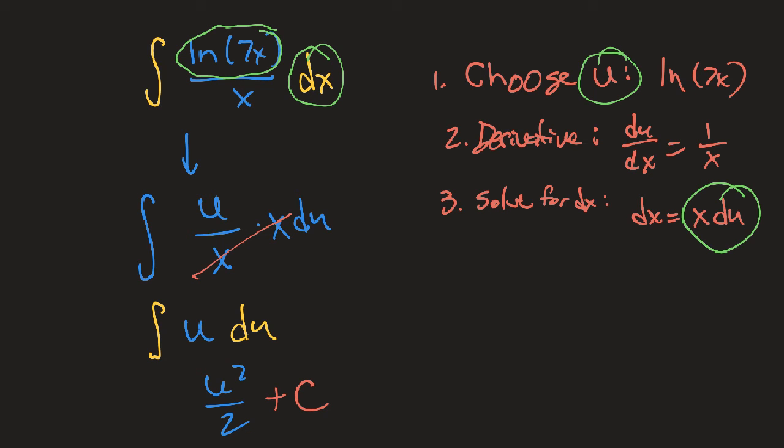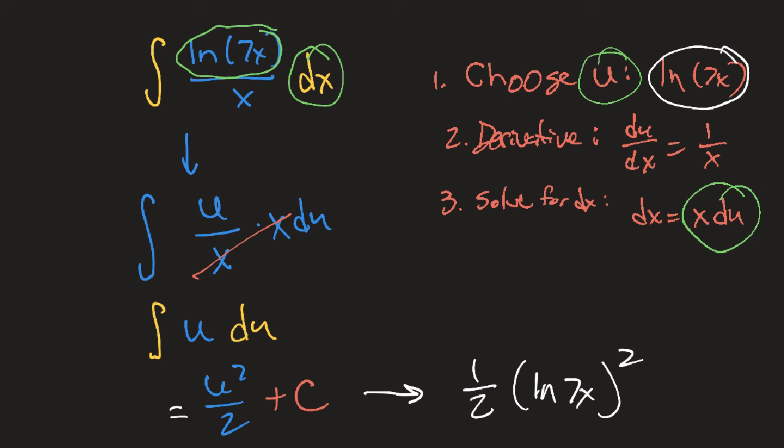But this is in u language, right? Our answer here is u squared over 2 plus c. We want to write our answer in x language. So all I'm going to have you do is substitute your u, natural log of 7x, back into this problem. So the way I would write the final function here is 1/2, that takes care of the over 2 part, natural log of 7x squared plus c. And this guy is the answer to this indefinite integral.